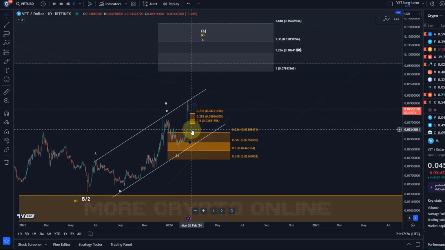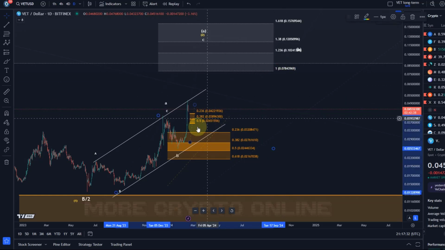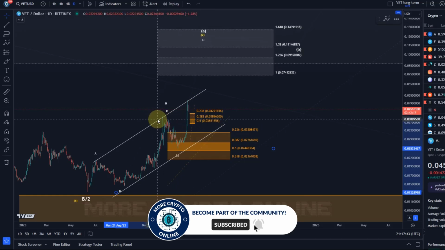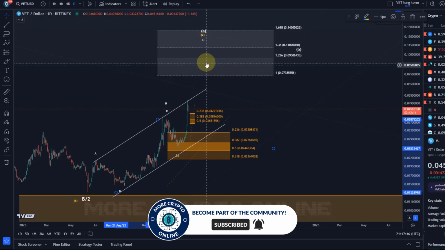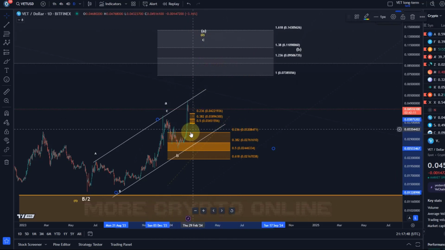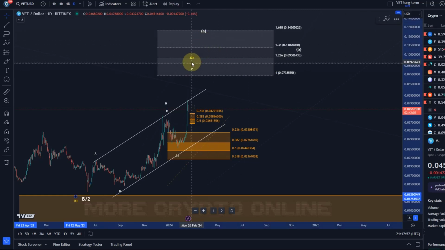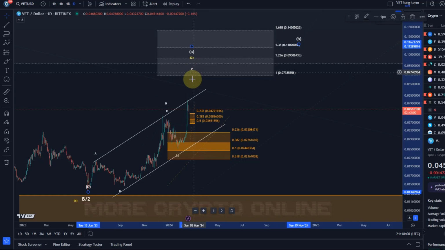Now, this at the moment could be the C wave. And the very first target for the C wave: we take the length of that A wave, go to the low of the B wave, and measure to the top of the C wave. To be fair, maybe I should reduce it a little bit because I don't trust this wick to the upside. But the very first target for the C wave is pointing to the 100% extension level, and it's at 7.3 cents. So this would be the very first target I'm watching for this C wave to the upside. The market should get there if this is indeed the count.